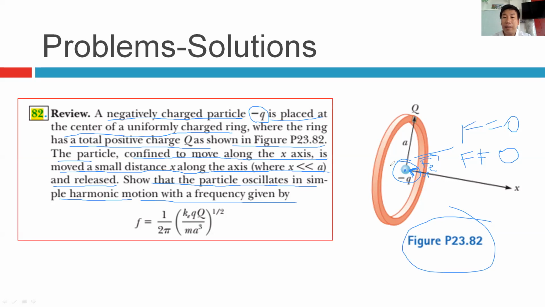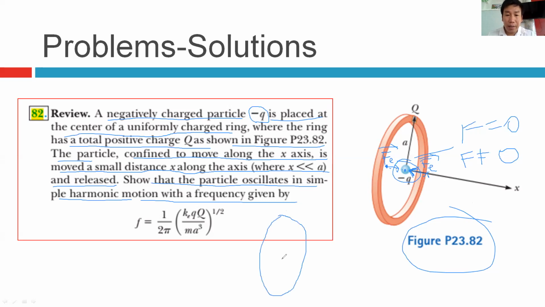And if it moves to here, the force direction needs to point to the origin. It means that if the charge is moved out of the stable position, a force will occur and pull it back to the origin. The key point of this problem is that. And you just need to find the force. How do you find the force?